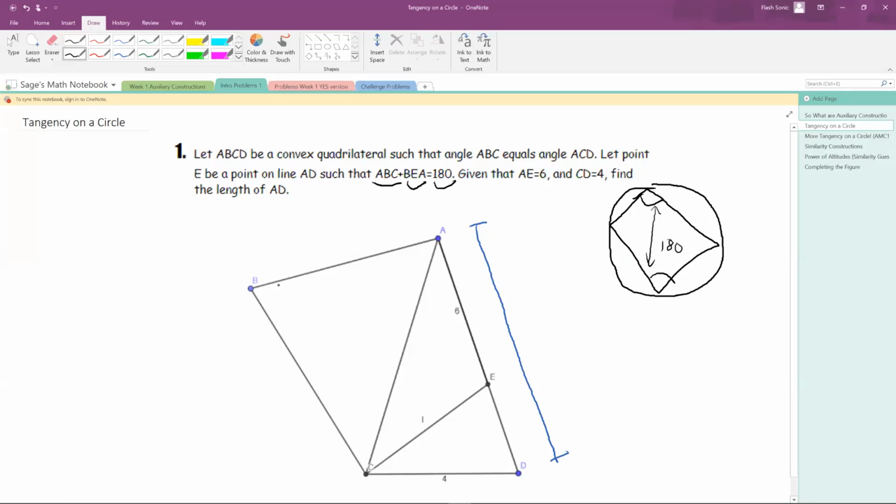Wait, hang on. Okay, I think I wrote the problem wrong. Sorry, this was supposed to be a C. That was an accident. So we know that angle ABC plus angle AEC is equal to 180.